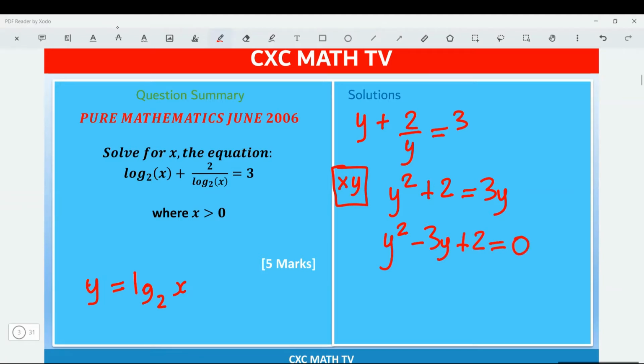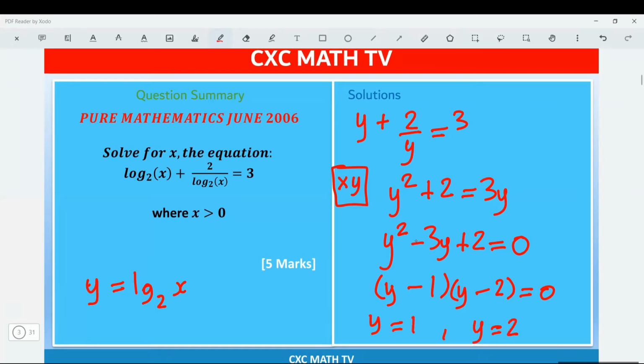Now, once we get to this stage, we can go ahead and factorize. Signs are the same, both of them negative. So it's going to be (y minus 2)(y minus 1), because the plus means the signs are the same, and the minus means both of them are negative. So in this case, we're getting y is equal to 1 or y is equal to 2.